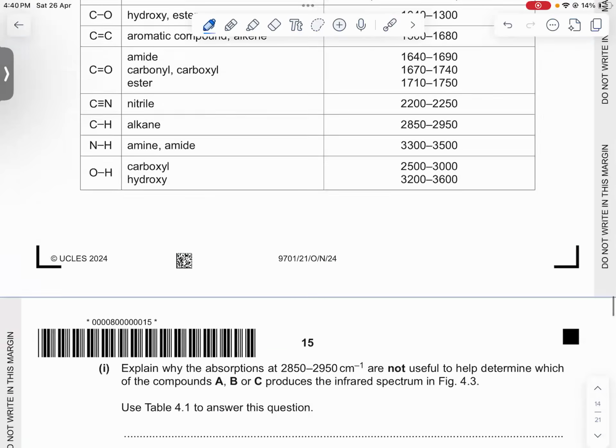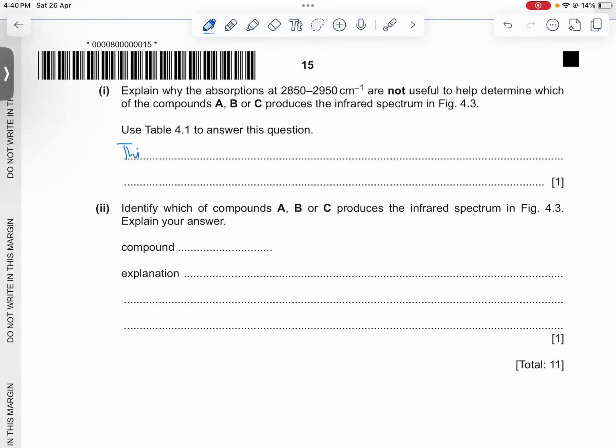Okay, this absorption confirms the carbon hydrogen bond, but all three compounds have carbon hydrogen bonds. All right, that is the first thing.